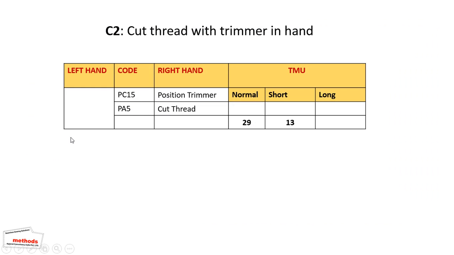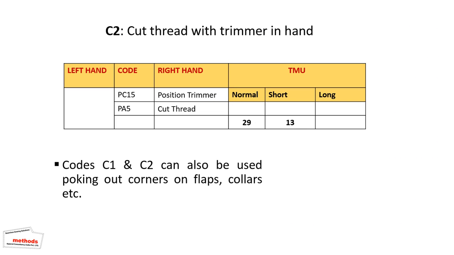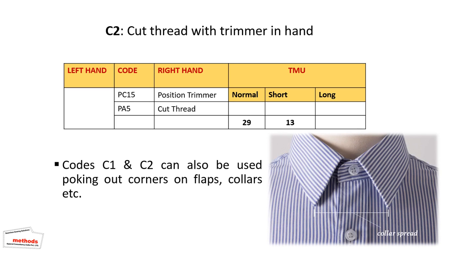The second code is called C2 and stands for motion of cutting thread using a trimmer instead of scissors. C1 and C2 are also used for motions used to point out corners of collar after collar making. Also, the motion C2 does not involve any get part in starting because the trimmer is already in hand, unlike the case of scissors. The trimmer is smaller, lighter and easier to handle than scissors, so we do not have a get part over here because it will already be in the operator's hand. So you only position the trimmer and then cut the thread.